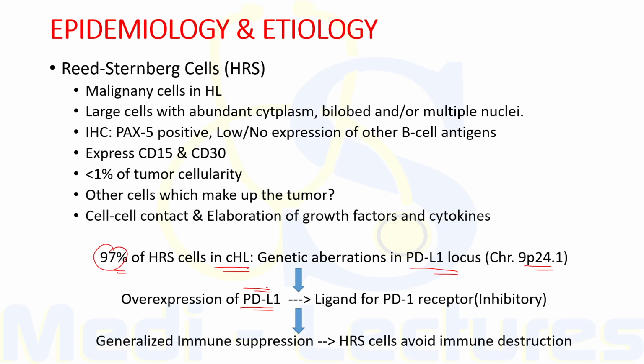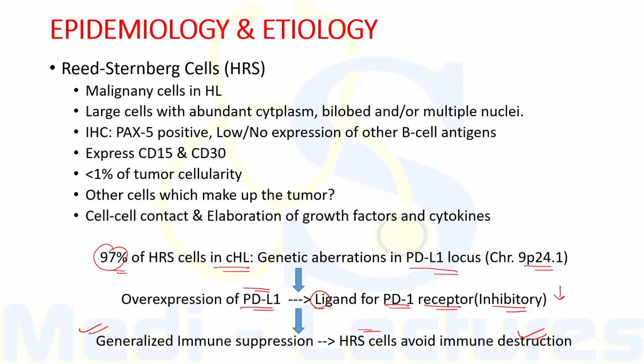So what is this PD-L1? It is just a ligand for the PD-1 receptor, which is present on immune cells. This PD-1 receptor is an inhibitory type of receptor which decreases the activity of immune cells. So this leads to generalized immune suppression, and this is one mechanism by which these Reed-Sternberg cells avoid immune destruction by host immune cells.